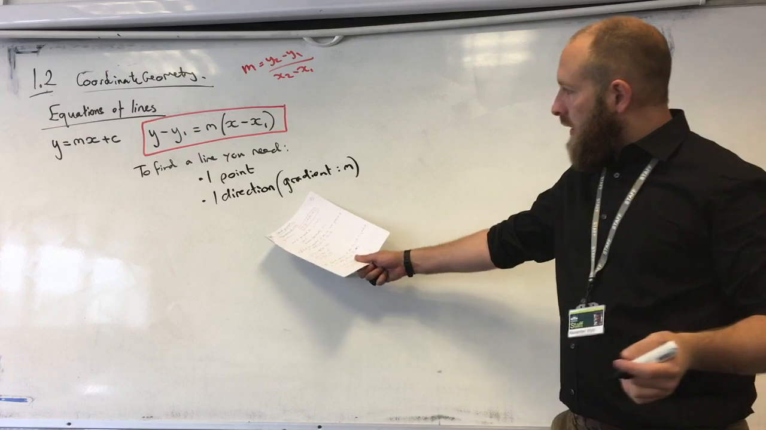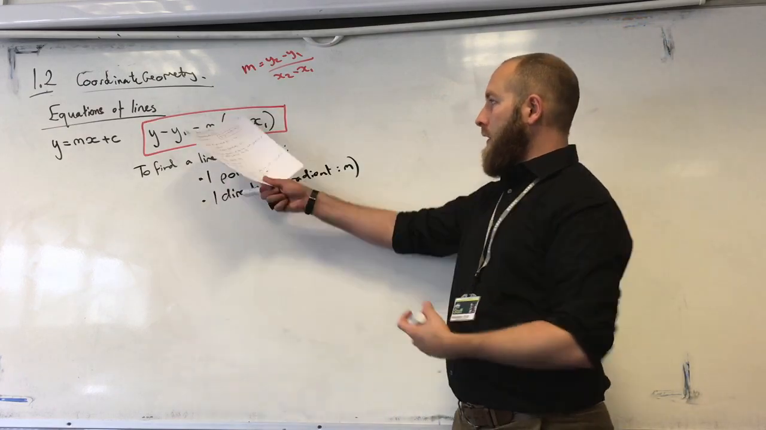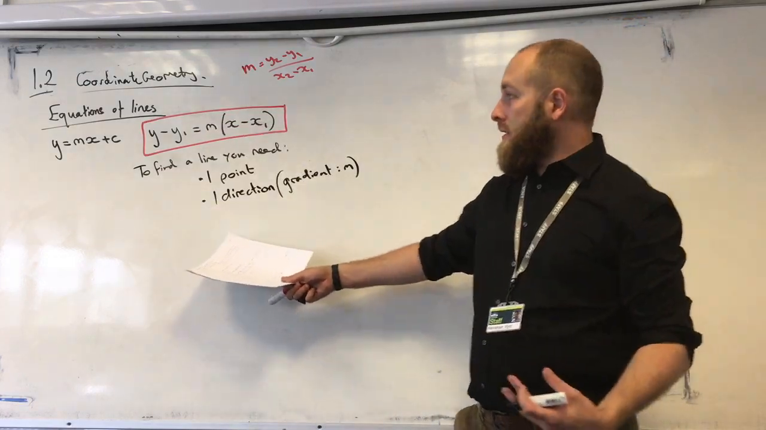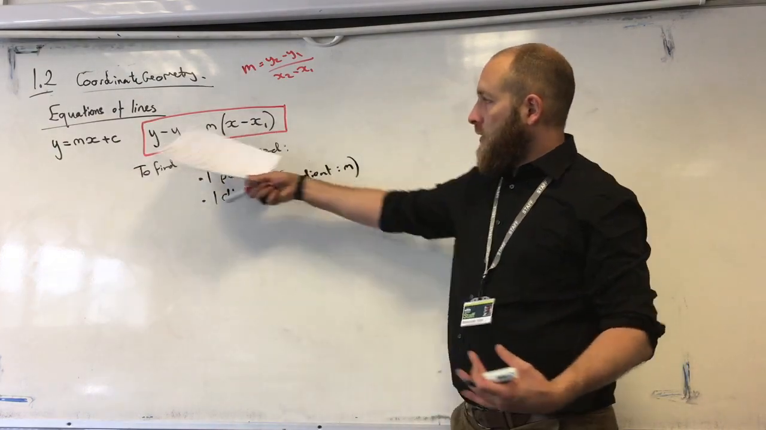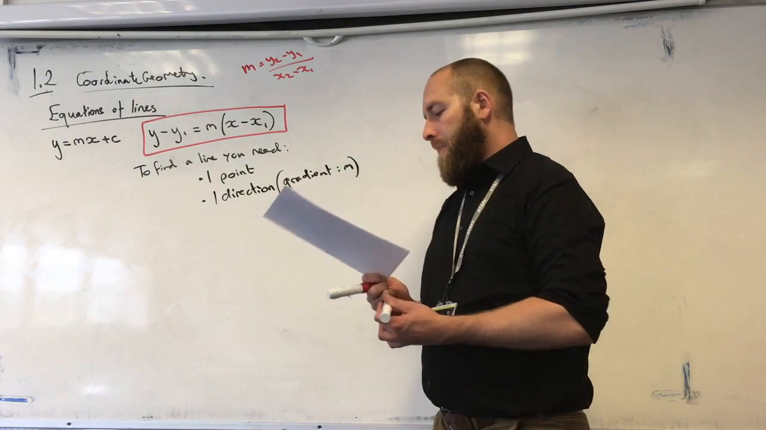So if you know the gradient and you know a point, you can use those to be able to find the equation of a line. And you would have done that in your GCSE using y equals mx plus c, but now we're a bit more grown up, we're going to try and use the proper equation of the line, which is this one here.